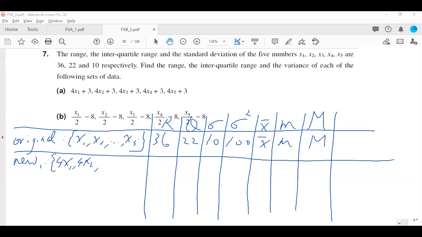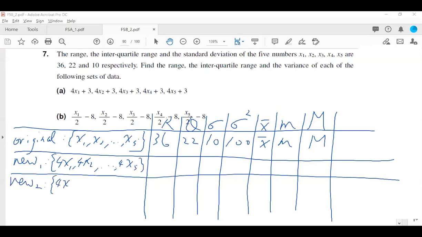And then the new 2 will be 4x1 plus 3, 4x2 plus 3, up to 4x5 plus 3. Okay? Can you see this?